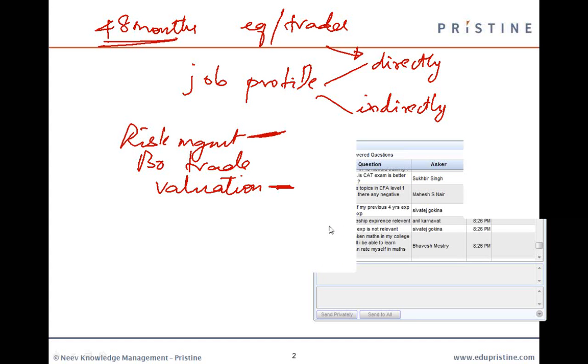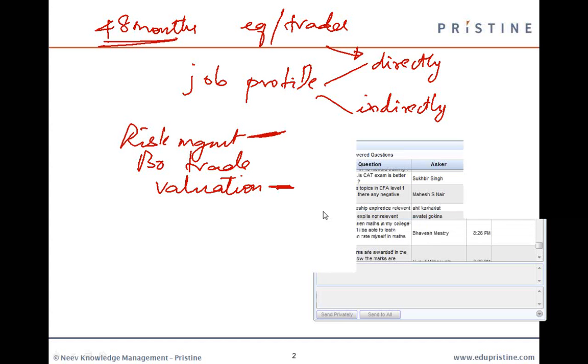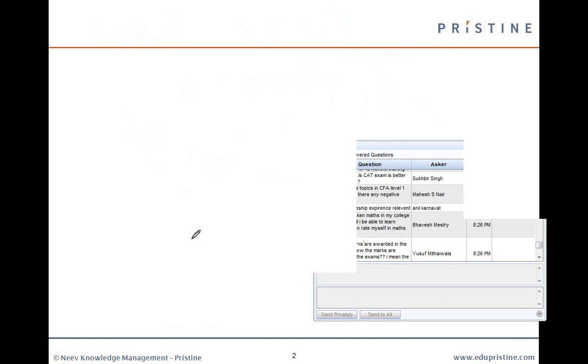Sivatej has a question. What if my previous 4 years experience is a relevant experience? Sivatej, you are done. Not a problem. You just need to have 4 years of overall experience at the time of applying for charter. That's all. It doesn't matter when you have attained those 4 years. The point is your current experience has to be relevant. That's the most important thing. Okay, so now let me move on.